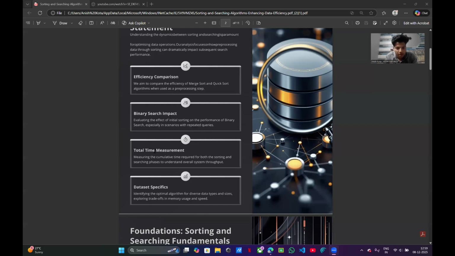Coming to the third, total time measurement. We calculate the total time taken for both sorting plus searching to check the overall performance. And coming to the last, data setup specifics. Different data setups need different algorithms. We look at memory usage, data size, and speed to choose the best one.